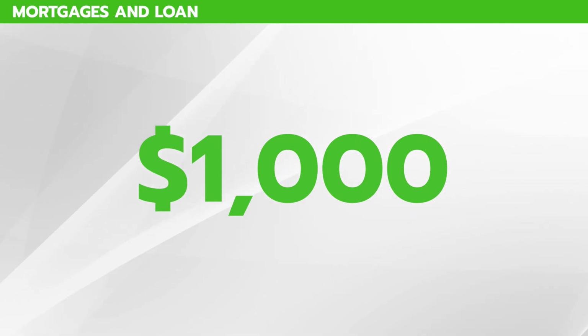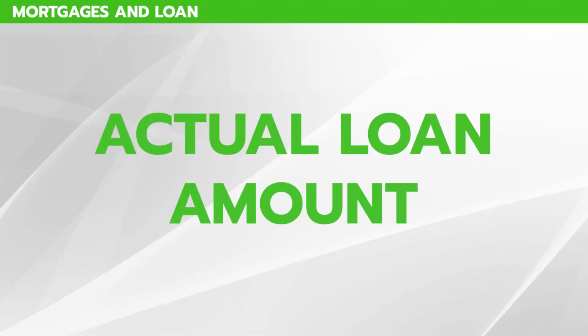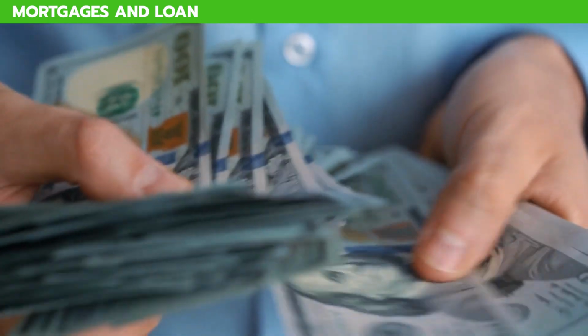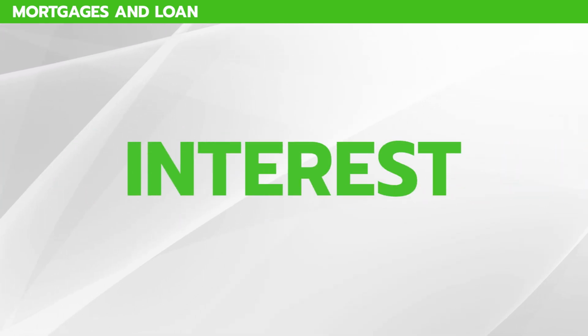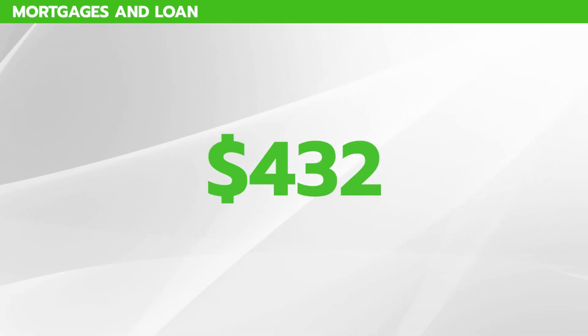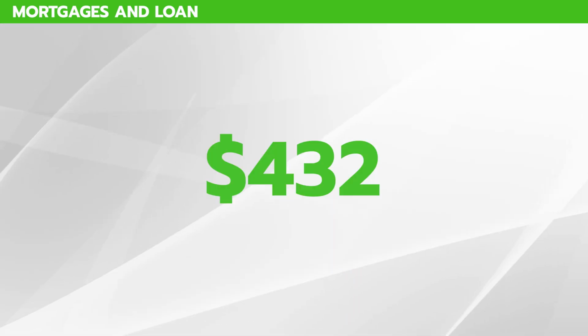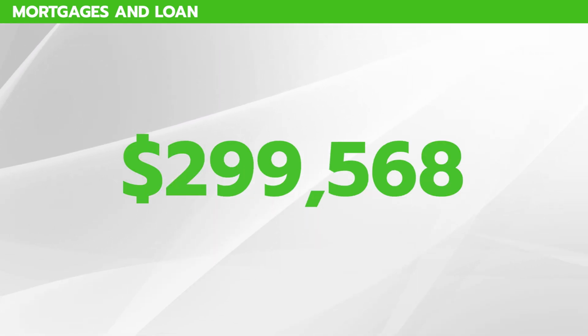So when you make a payment on this house for the first time, they get $1,000 in interest. Now, what makes this tricky is that there is also some money going toward the loan's principal, or the actual loan amount. Using a rate of 4%, the amount used for the principal in this situation works out to $432. So $1,000 is going toward the interest and $432 is going toward the principal. The amount you owe will go down by only $432. So the new amount you owe will be $299,568.